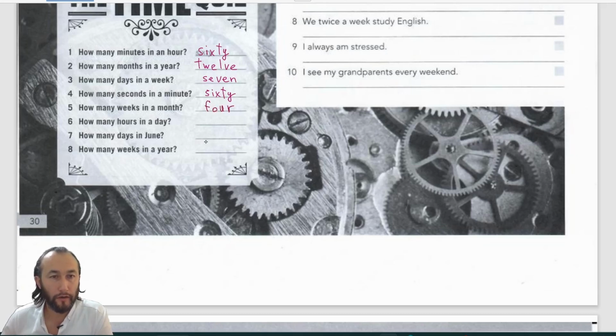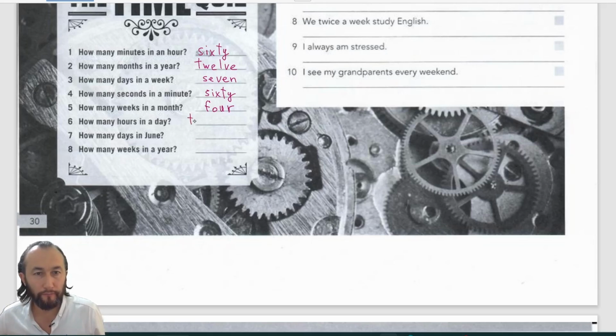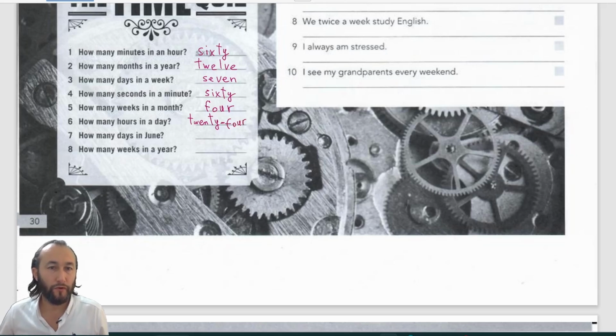Four. Okay. And number 6 is how many hours in a day? Well, in 1 day, we've got 24 hours, right? So we're going to write 24, and then we need to put a small hyphen here. So when you put a hyphen, it means it's one word, 24.